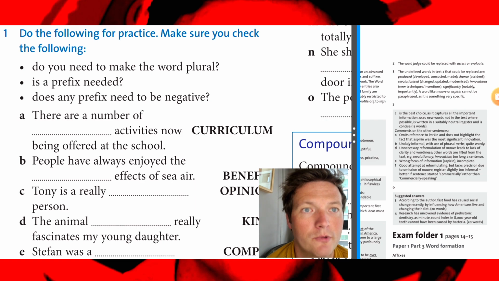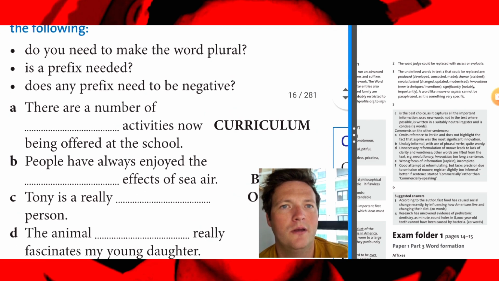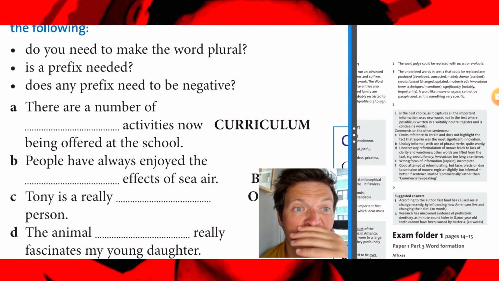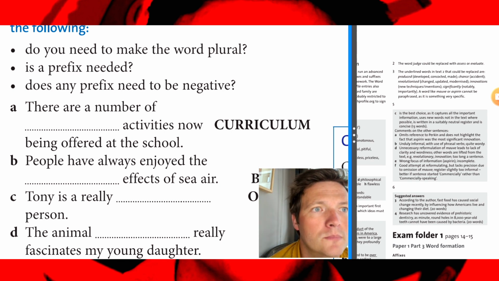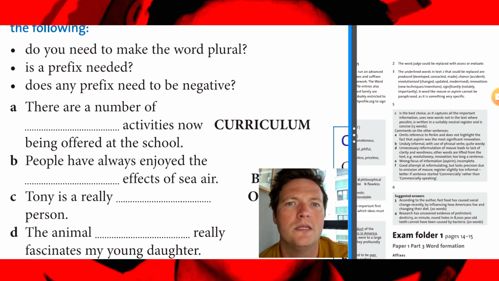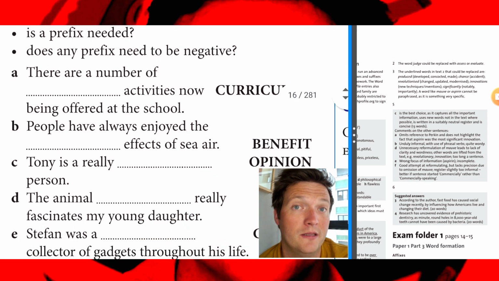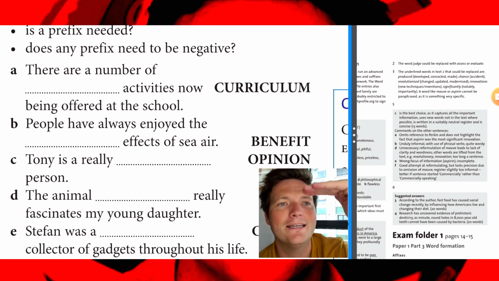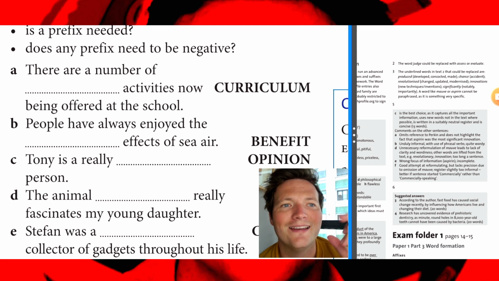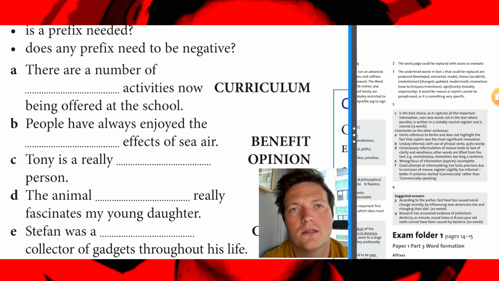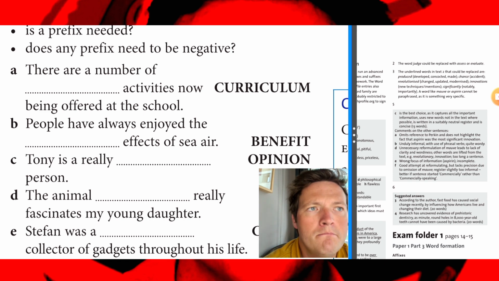The first one, really difficult one actually to start with here, and I'll check the answers as I'm going along at the end of the exercise, in fact. So, A, B, C, D, E, F, G, H, there are 8, as there would be in the real exam, but obviously the real exam is a text with 8 gaps. These are just 8 individual sentences. Okay, there are a number of curriculum activities now being offered at the school.